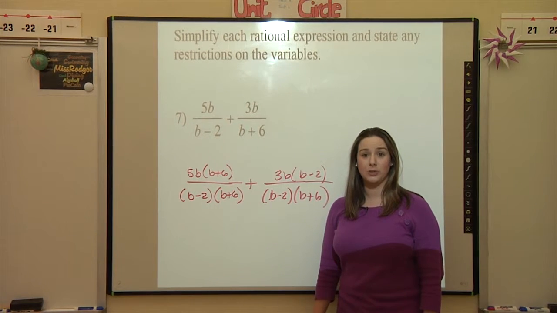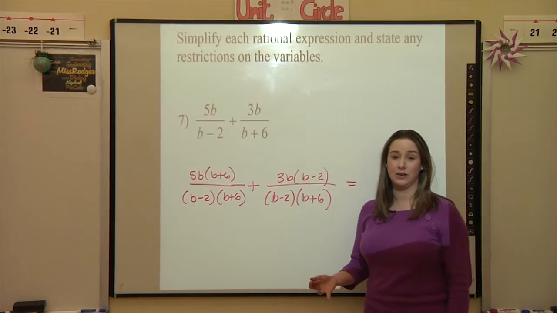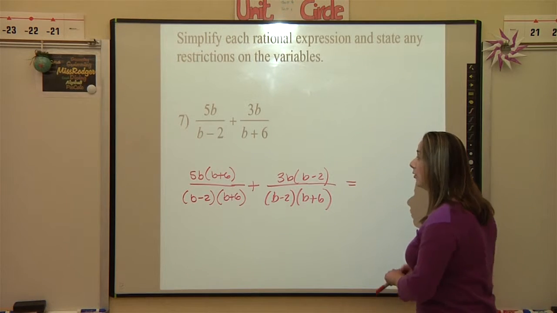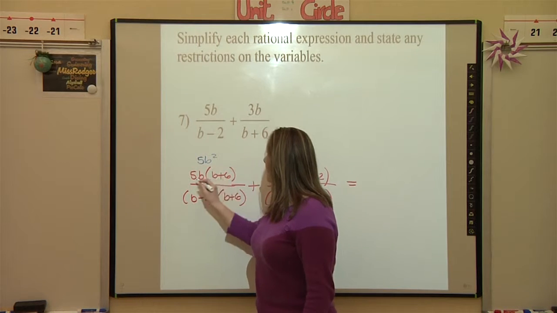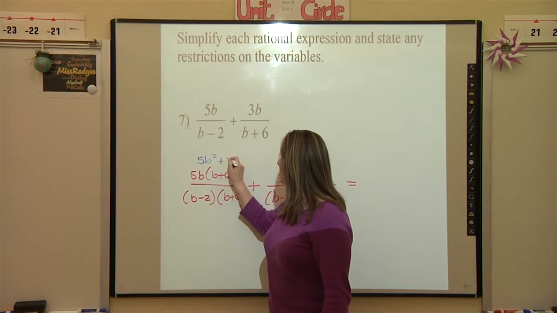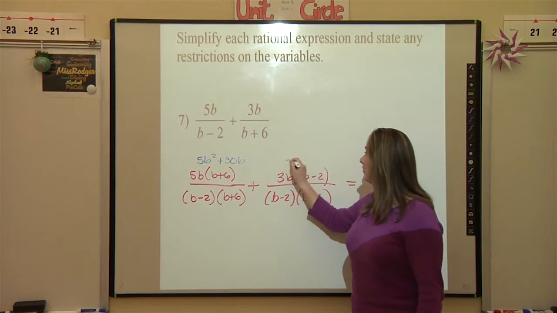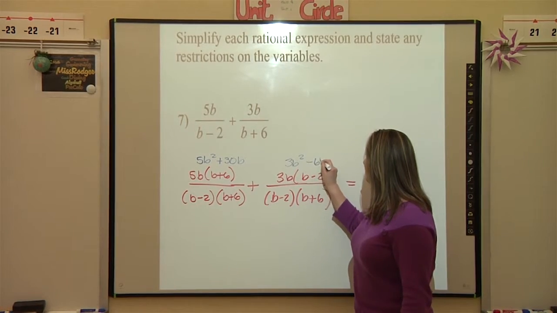I want to leave both of these in factored form until the end because I may be able to cancel stuff out. For this problem right here, when I multiply this out, I'm going to get 5b squared. 5b times 6 is going to give me 30b. 3b times b is 3b squared. 3b times -2 is -6b.